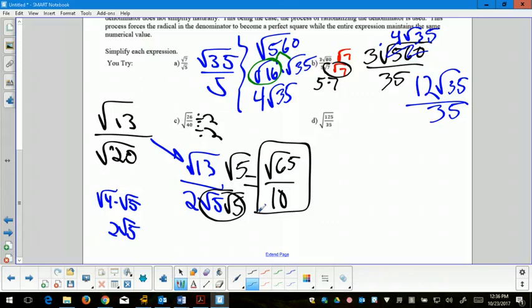Even if I multiplied by square root of 20 on top and bottom, I'd still be breaking it down and simplifying the fraction. I should still get this same answer. We'll take a look at D, and then I'll come by and see if I can help some of you if you didn't get that correct.